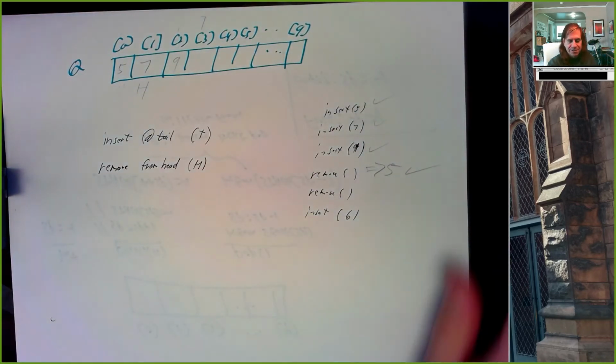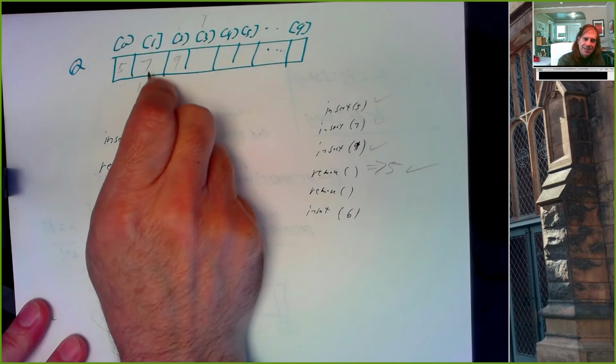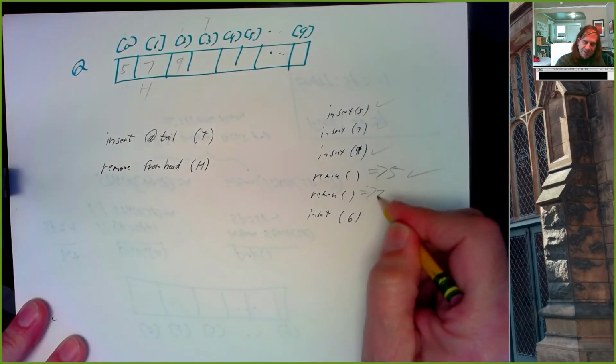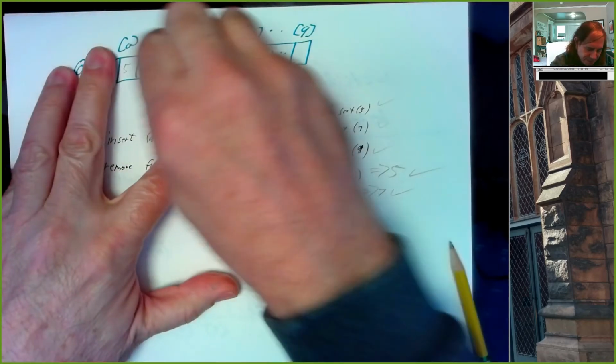I want to remove another value. I'm going to look at the head. That's the next value to remove. That's where we remove from. That's going to give me a 7. And I'm going to move the head.